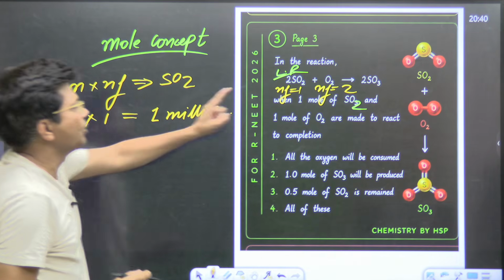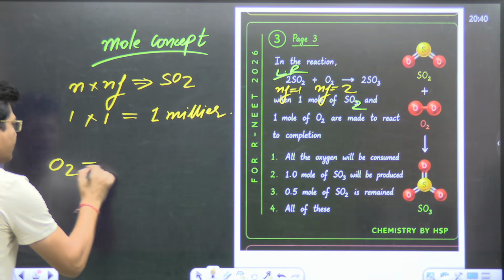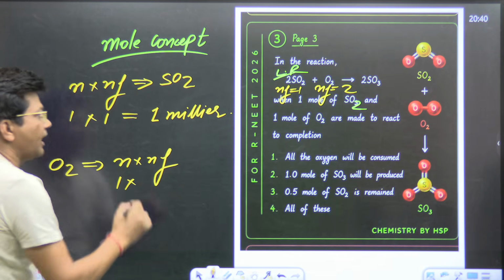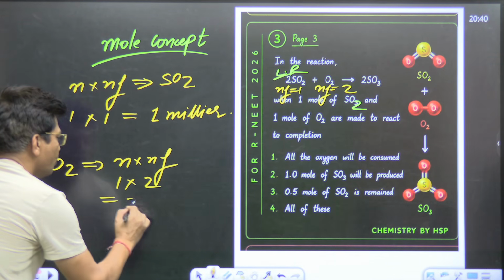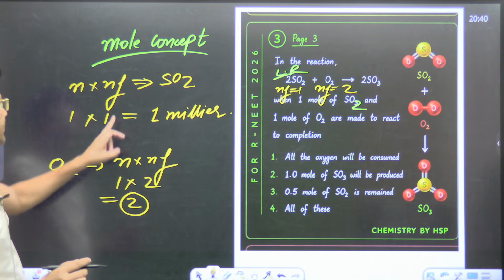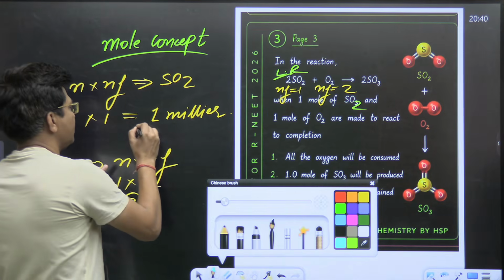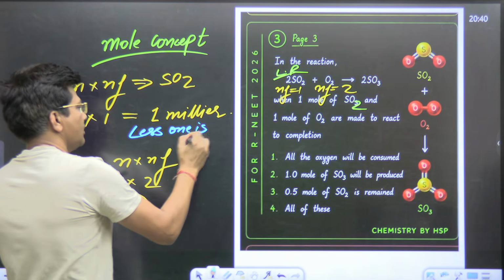Now let me write down O2. If I write down O2, N into N factor, its 1 mole is given and N factor is 2. So it is coming out 2. Which is more? This is more and that is less. The less one is the limiting reagent.